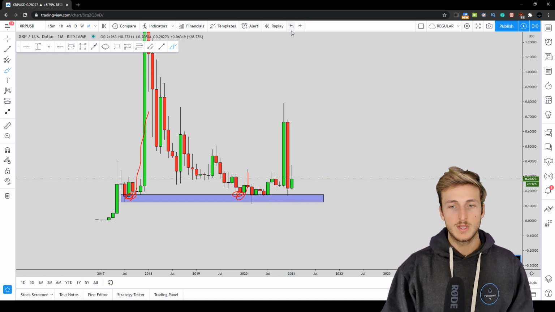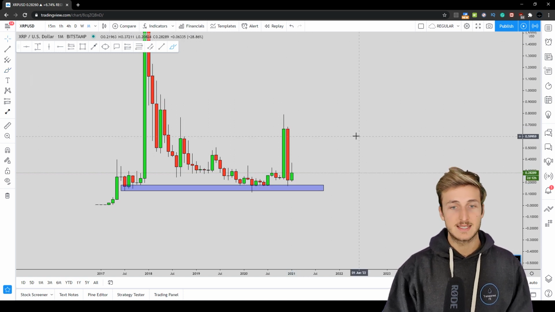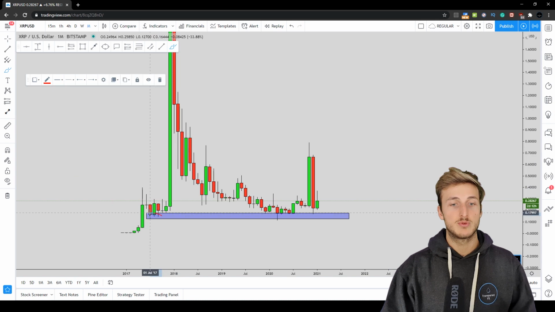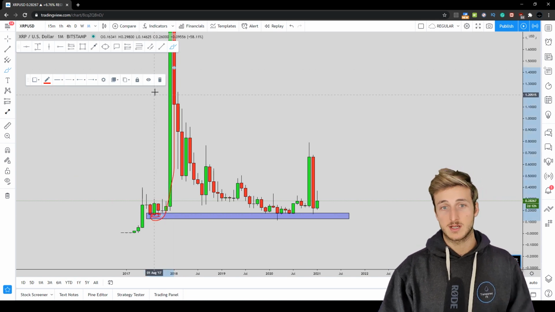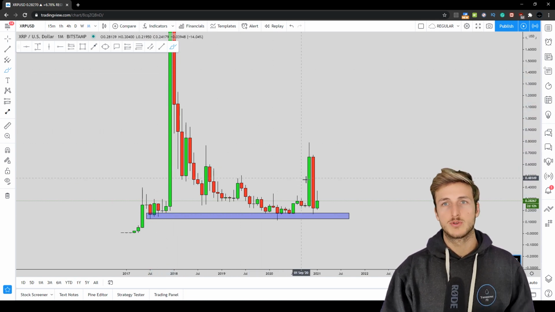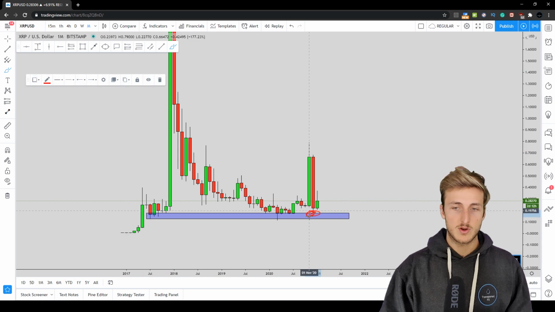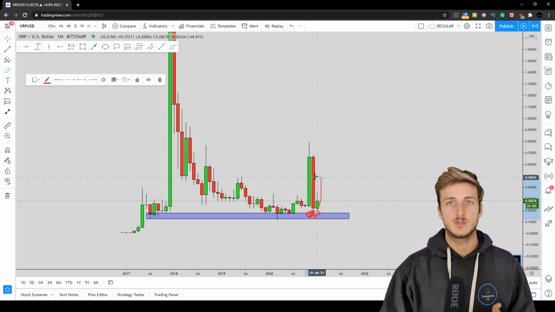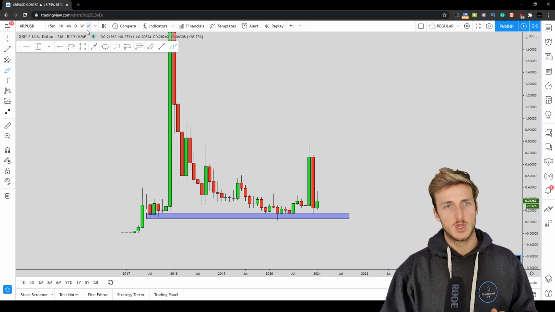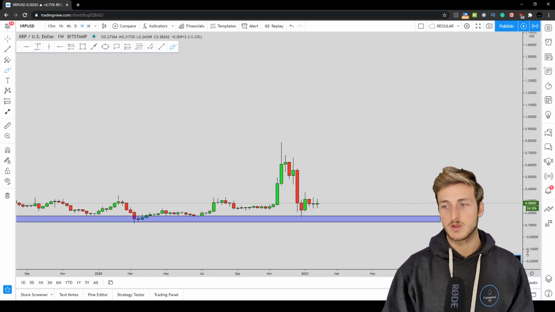So on the monthly, we can see that we have just tested exactly the zone from which the previous bull run had started. And this is quite an important thing to keep in mind, because this is a very strong demand zone for this market. Going down on the weekly time frame, what do we have?